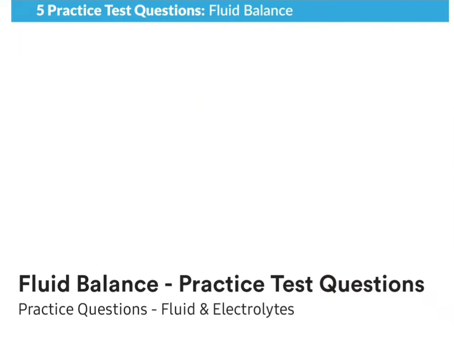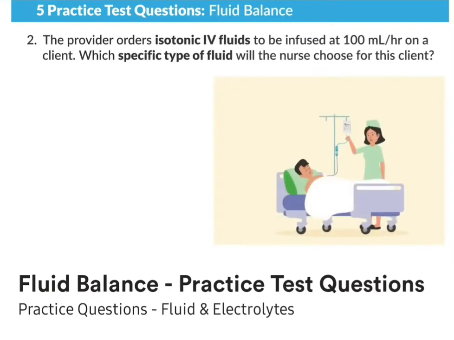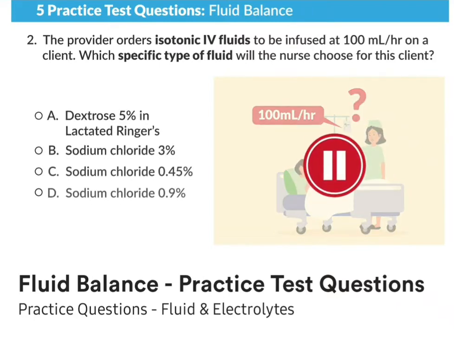Now moving on to question 2. The provider orders isotonic IV fluids to be infused at 100 milliliters per hour on a client. Which specific type of fluid will the nurse choose for this client? So once again, pause the screen and try your best to answer this question in about 60 seconds.